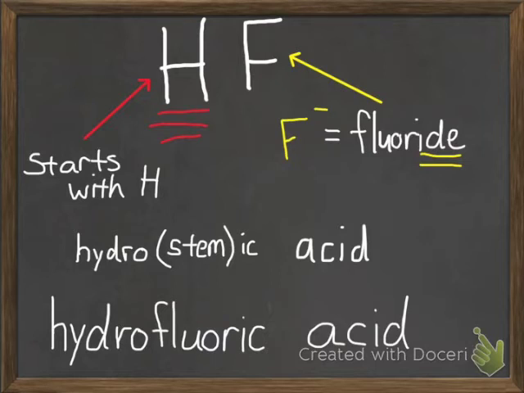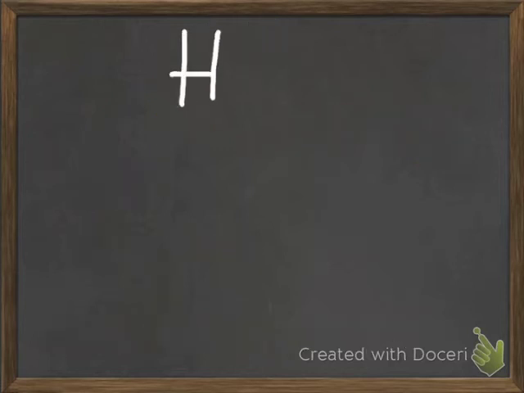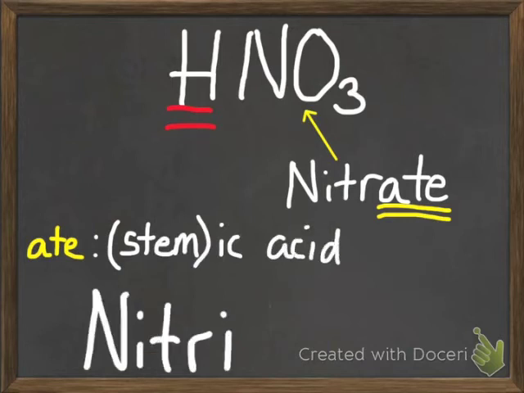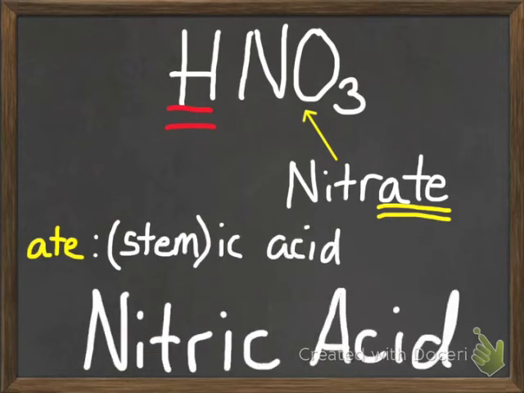Okay? So let's look at another one. Here we have HNO3. We have the H, so that means we're going to name this as an acid. Then, remember we did polyatomic ions last week, and NO3 is a polyatomic ion called nitrate. Because this ends in ATE, we're going to name this acid a little bit differently. When we name this acid, we have the stem of the polyatomic ion, add an ic, and then acid. So this is called nitric acid.